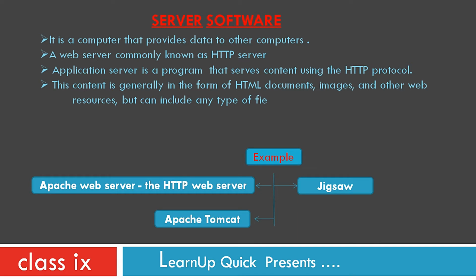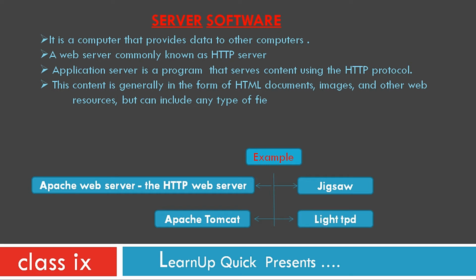The third one is Apache Tomcat. Tomcat is a free and open source web server that can run on different operating systems like Linux, Unix, Windows. It was developed to support servlet and JSP scripts. It can serve as a standalone server.